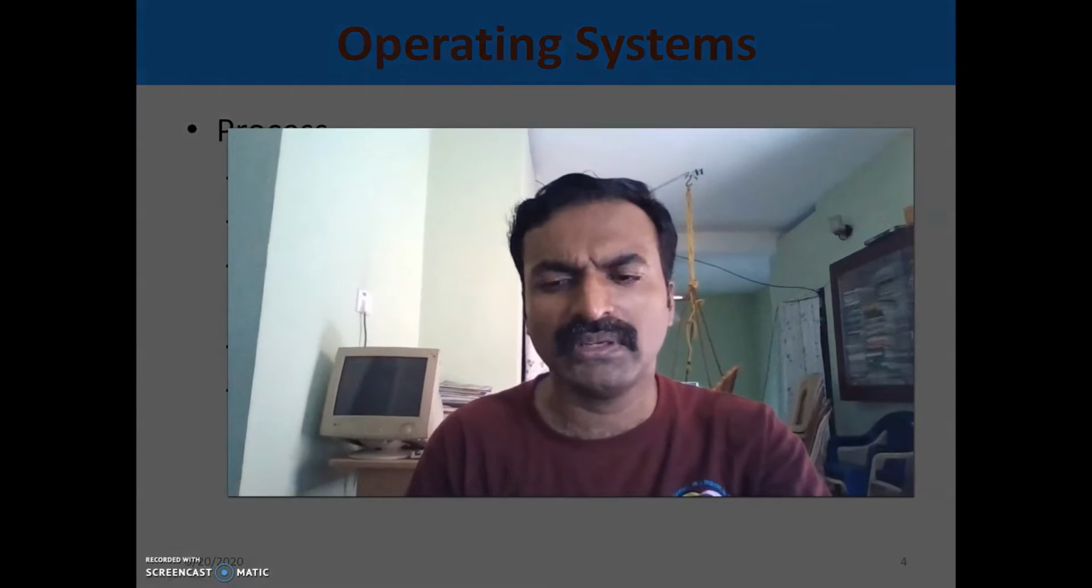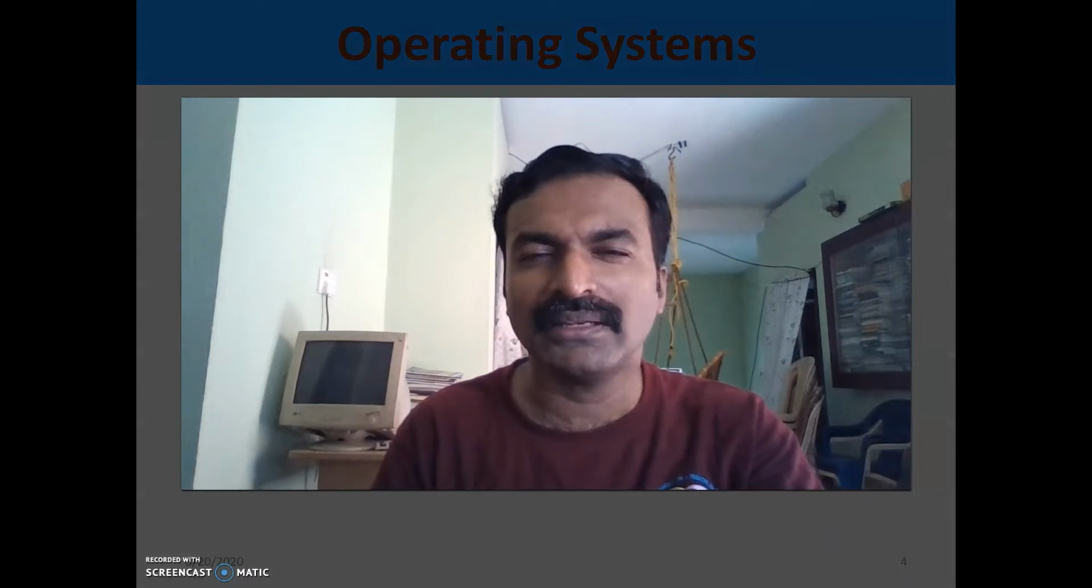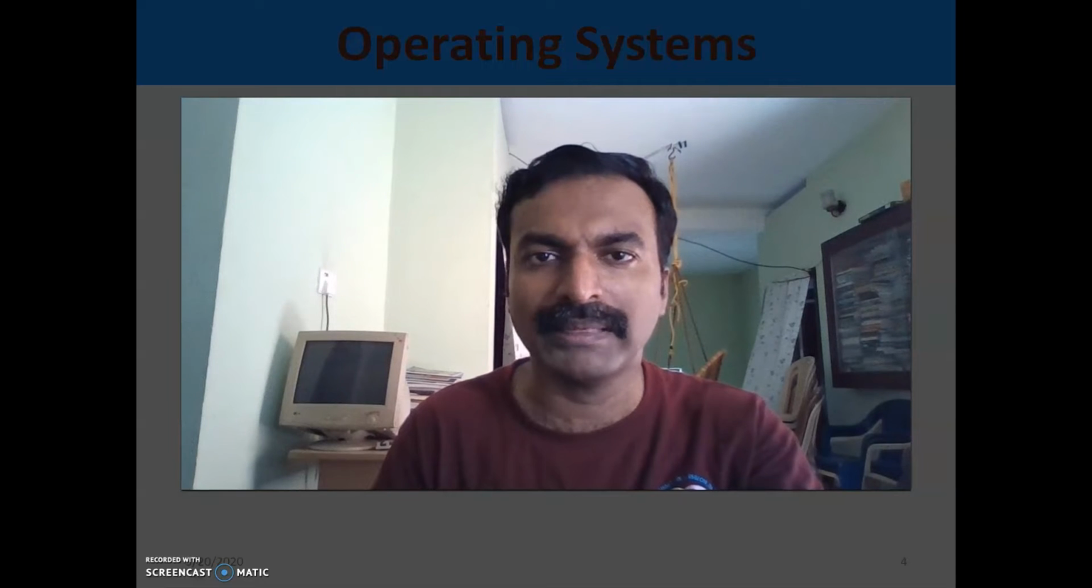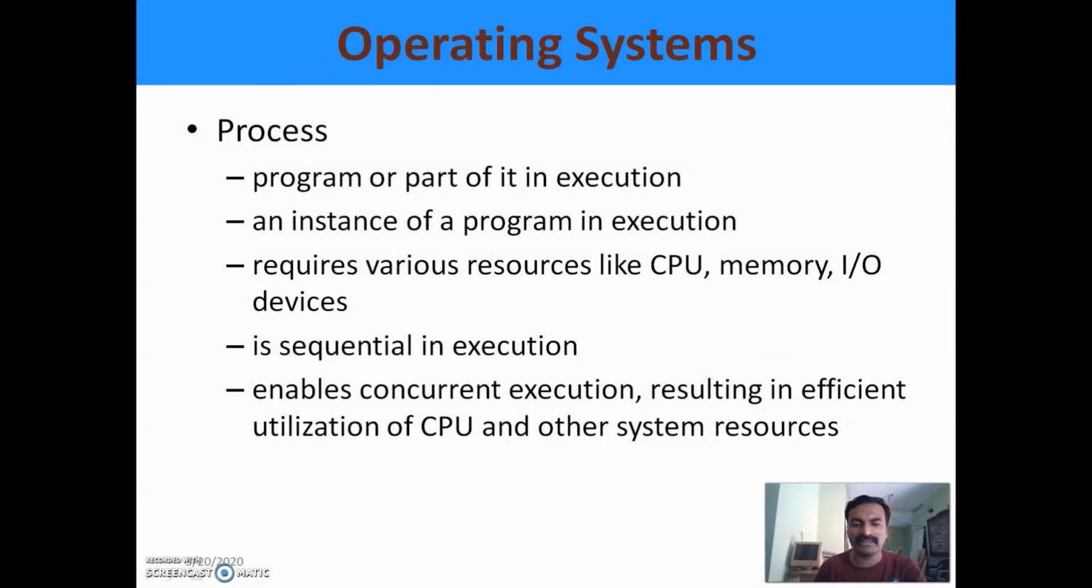We have to understand that a process needs different resources like CPU, IO devices, memory, etc. So this also has to be decided. And it is always executed in sequence, one instruction after the other, so it is sequential in execution. And it is the process which helps us to execute concurrently, which results in the efficient utilization of CPU and other resources.